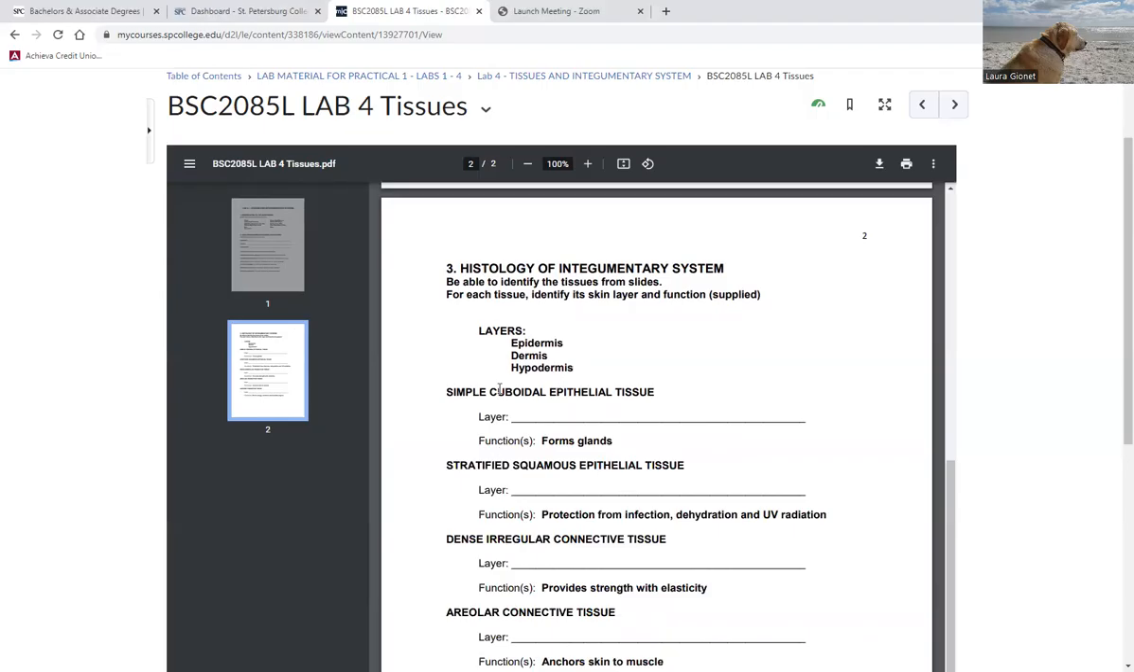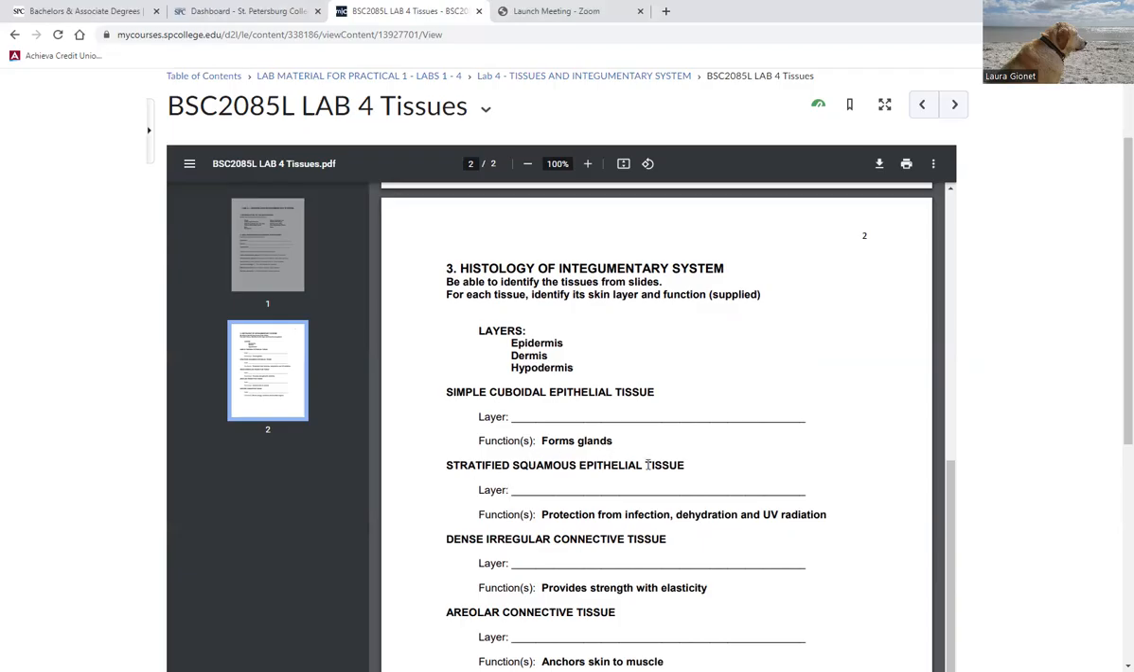Okay, we're going to look at the simple cuboidal epithelial tissue. We're going to identify the layer and the function of simple cuboidal, not simple squamous or stratified squamous, simple cuboidal, one single layer of cuboidal cells. Those form glands. It's not the only thing, but in the integumentary system it's going to form glands, the sweat glands and the sudoriferous glands. In what layer? The dermis.